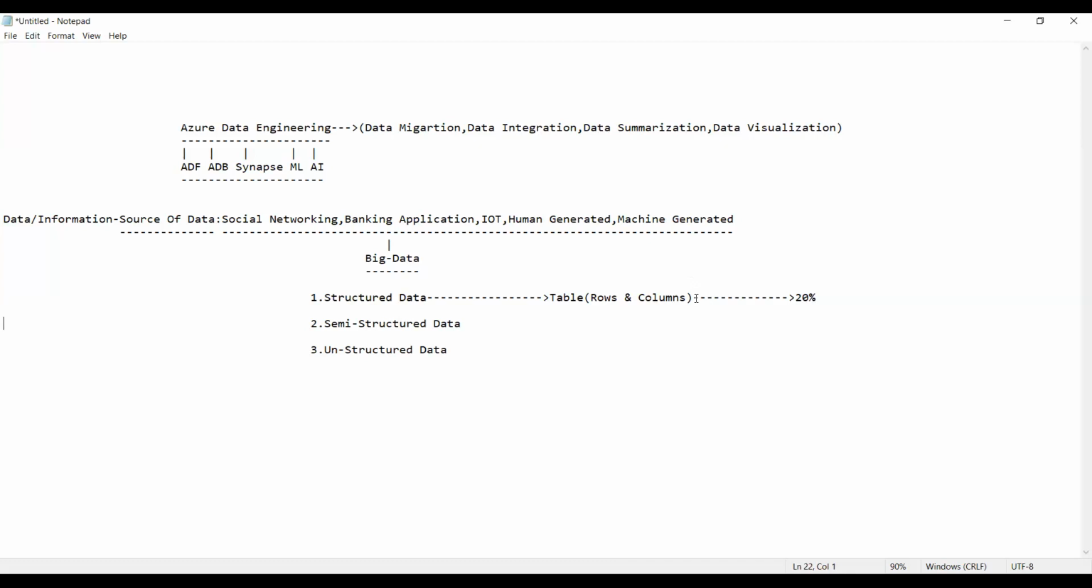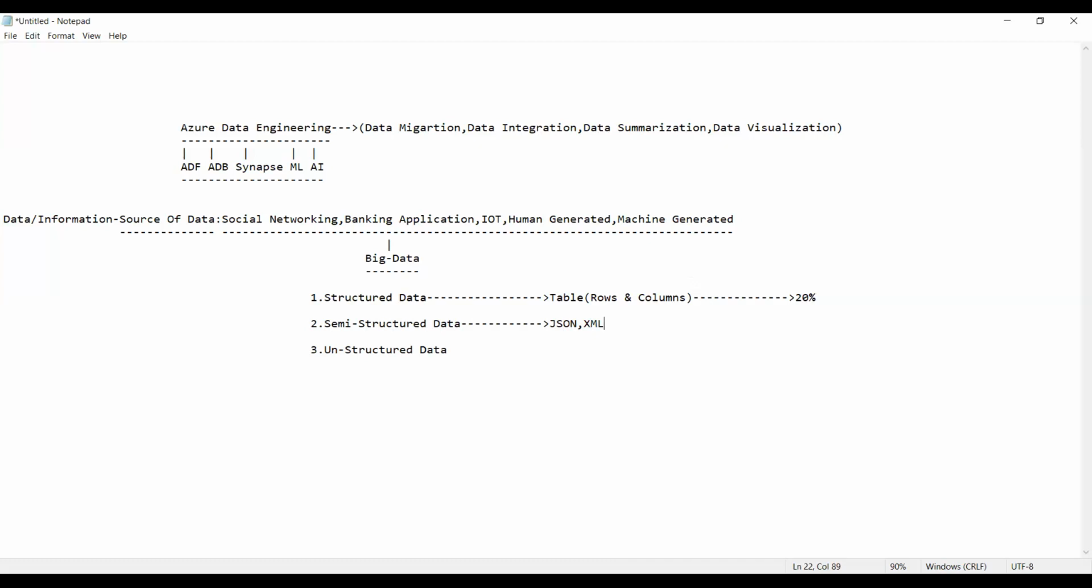Structured, as well as semi-structured. So what is semi-structured? Semi-structured is data that is recorded in the form of JSON files and XML files. Okay, guys, yesterday we already discussed what JSON is and what XML is.